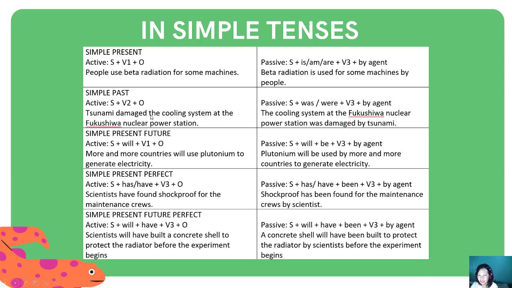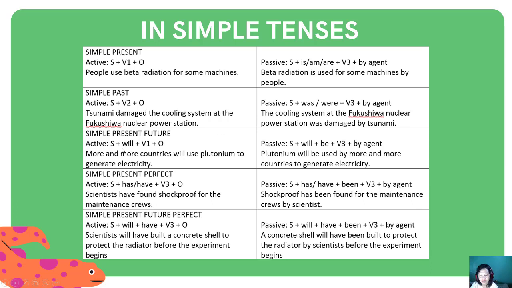You can see here that the object is such a long phrase. So when you put the object as the subject here, you must understand the meaning. I put all of the phrase here because it relates to the cooling system. If you separate at the Fukushima nuclear power station, the meaning will be confusing. For example, the cooling system was damaged by tsunami at the Fukushima nuclear power station. Why? Tsunami in a power station? Of course not. What is in the nuclear power station is the cooling system. That's why you cannot separate the cooling system and at the Fukushima nuclear power station. So you move all of the phrase here as the subject.